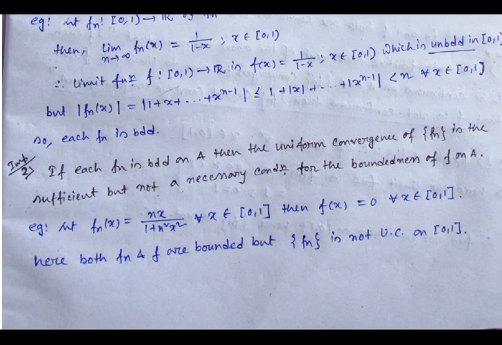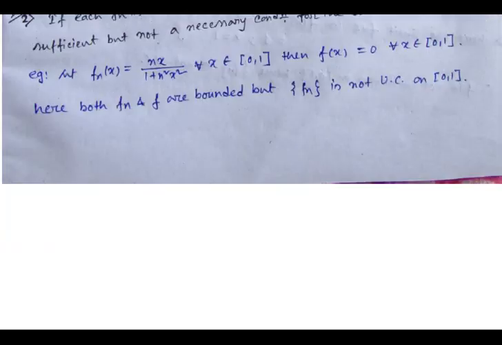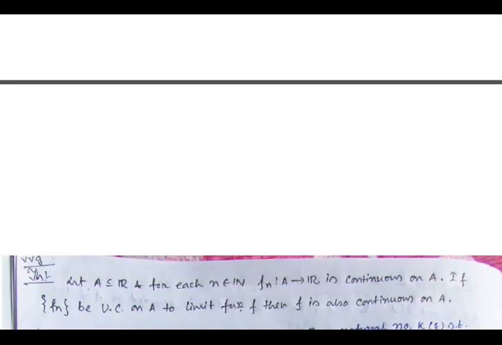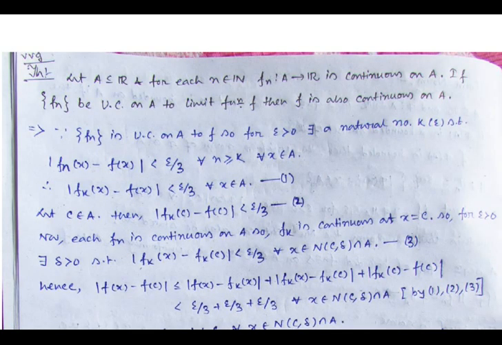That means it is automatically bounded. But we have already proved by the M_n test that the sequence of functions is not uniformly convergent on the closed interval [0, 1]. Okay, so let us go for our next theorem, the continuity.